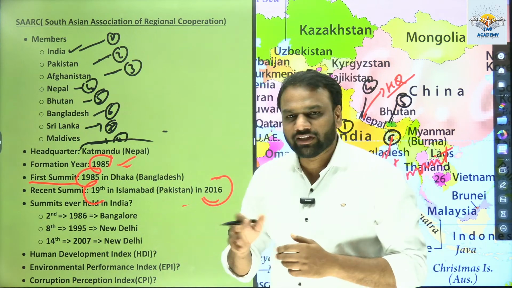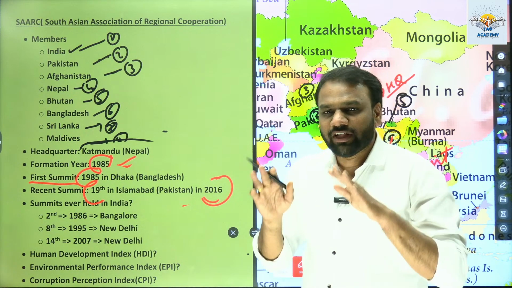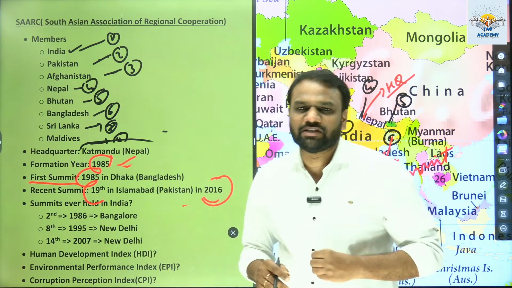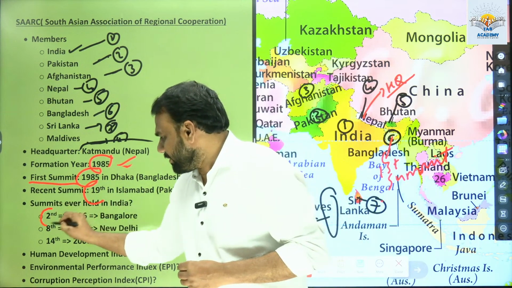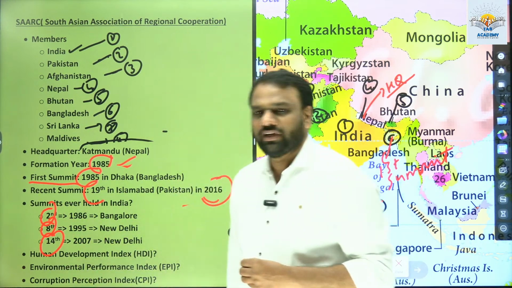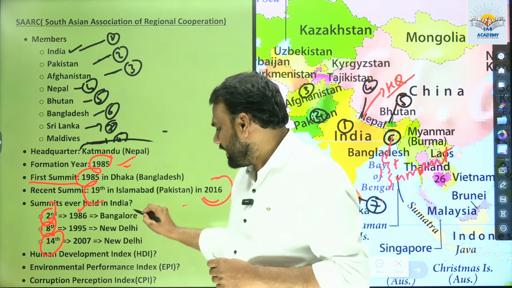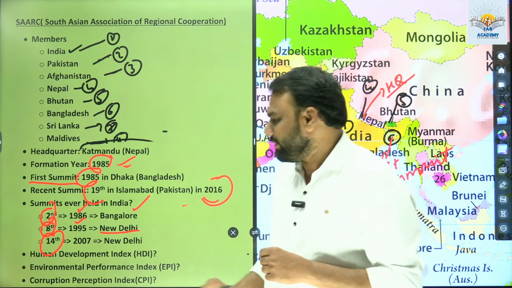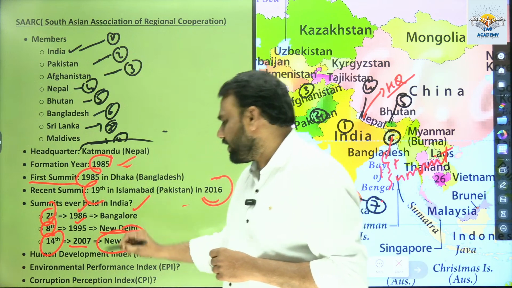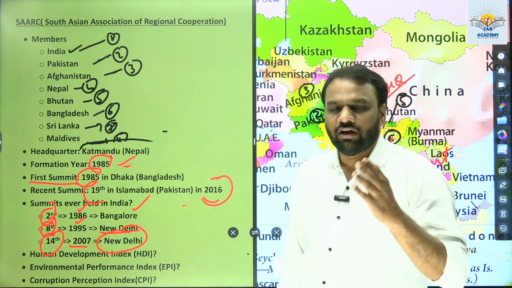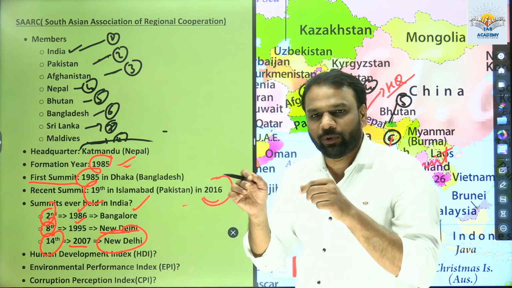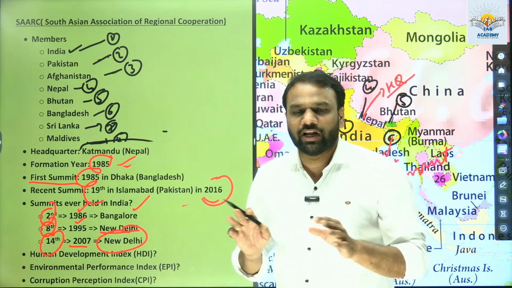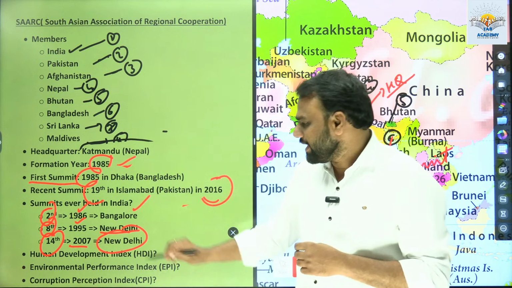Apart from this, what other information is important? We need to ask ourselves whether any summits have taken place in India. When we search for this, we'll get to know that there are totally 3 summits which have taken place in India: the second summit, 8th summit and 14th summit. The second summit was held in 1986 in Bangalore. The 8th summit was held in 1995 in New Delhi. The 14th summit was held in 2007 in New Delhi. So we need to know about the first summit, the recent summit and the total summits held in India, and where they were held, whether only in New Delhi or also in other places. Here we got to know that the second summit was held in Bangalore.